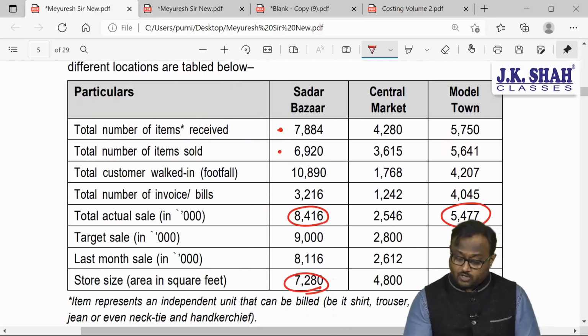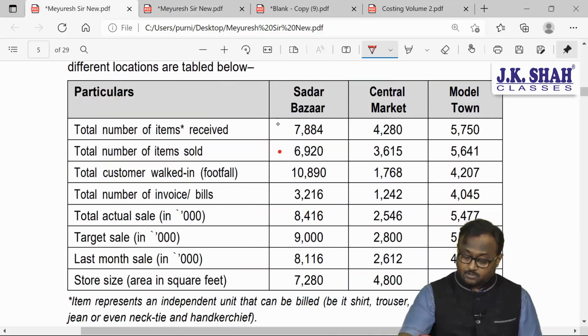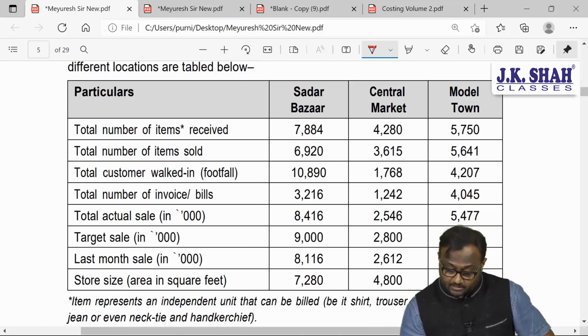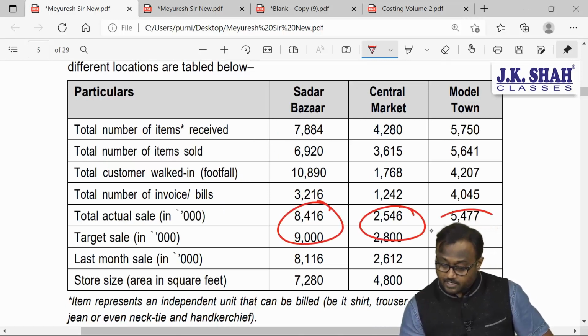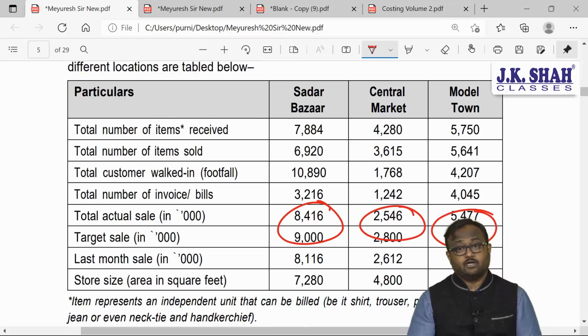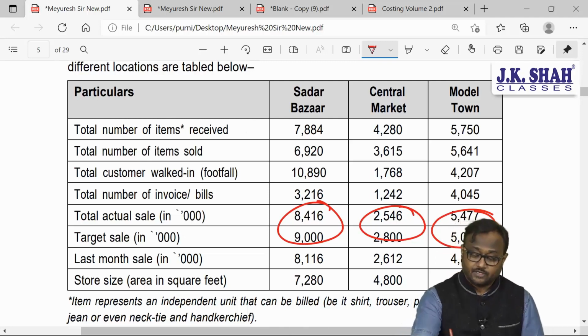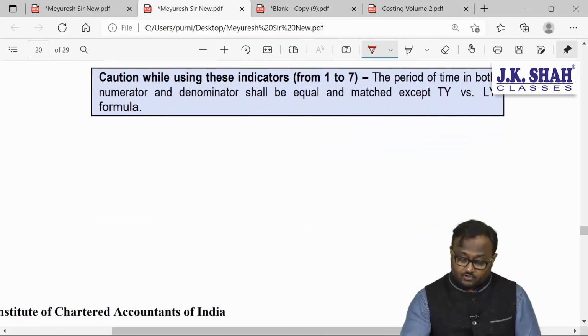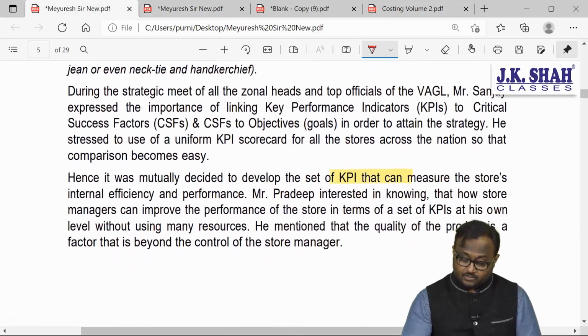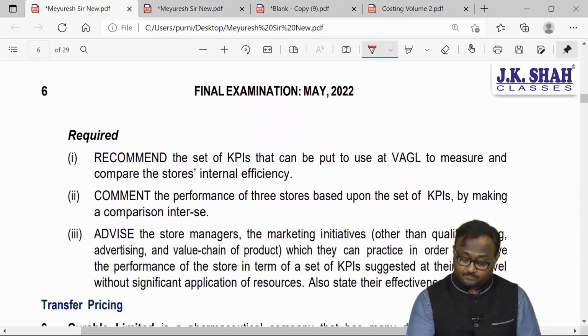And of course, you can also take target reached as the indication. If it is more than 100, it is good. If it is less than 100, it's a concern. So these are the key performance indicators to be decided.